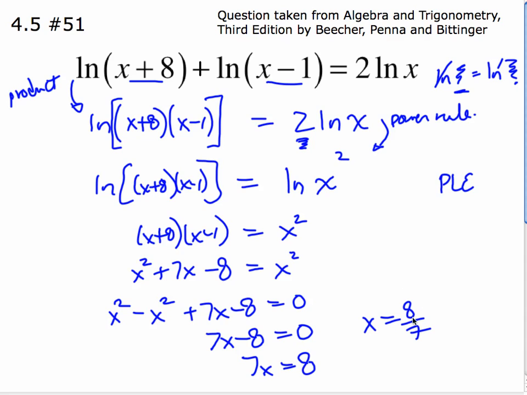Okay, and now it's probably a good idea to plug that back in. I'm just going to plug it back in mentally and make sure that I don't get a negative number there. And 8/7, that's about 1, right? 1 plus 8, that's 9. This is just over 1 minus 1, that'll still be okay. This is just x, so I believe that that number should check out fine. Okay, so that's a good example of a question that you could do with a logarithmic equation question.